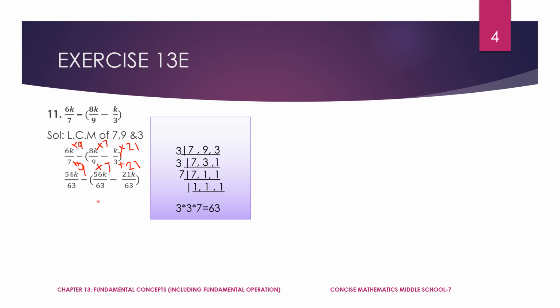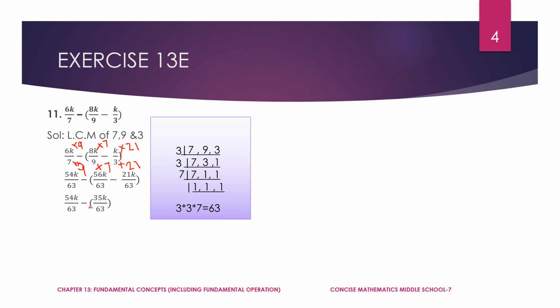Now let's perform the fundamental operation on this which is inside the braces. One is having plus sign, the other minus sign. Put the bigger number's sign, that is plus, and subtract it. 56 minus 21 is 35k.